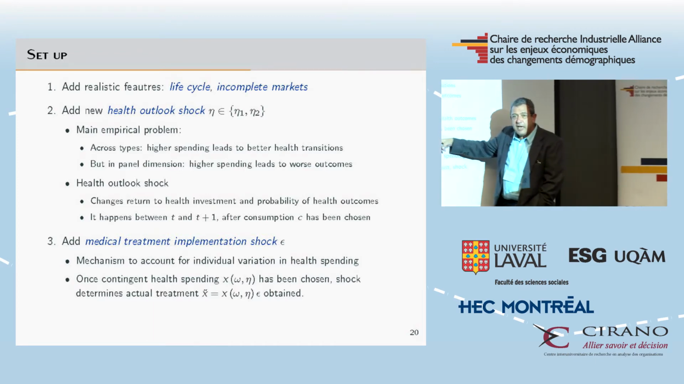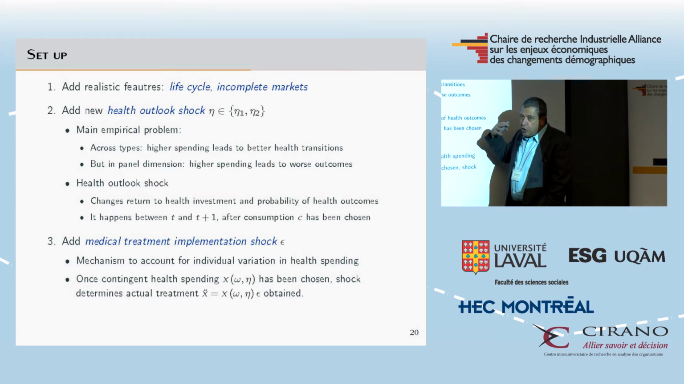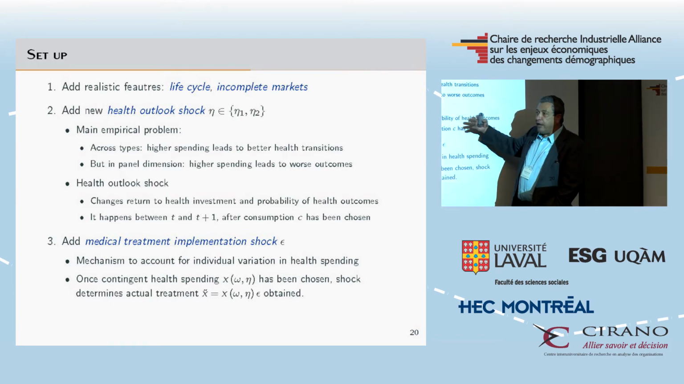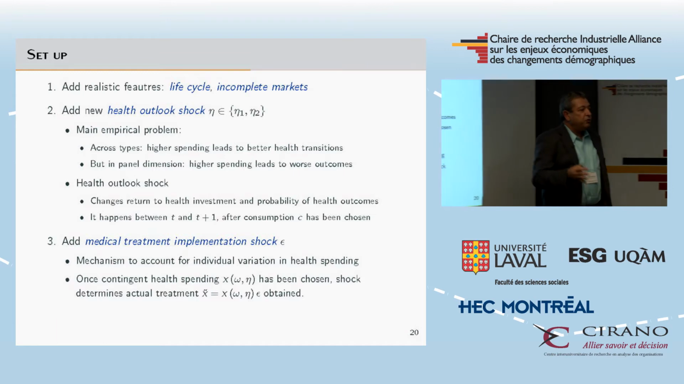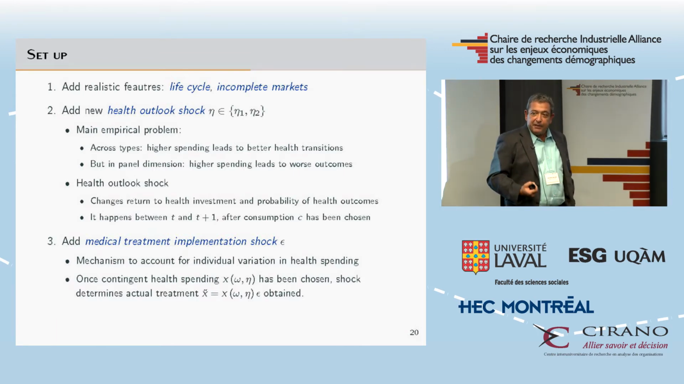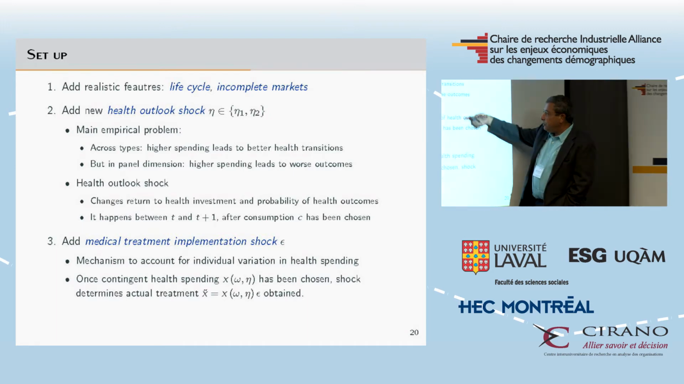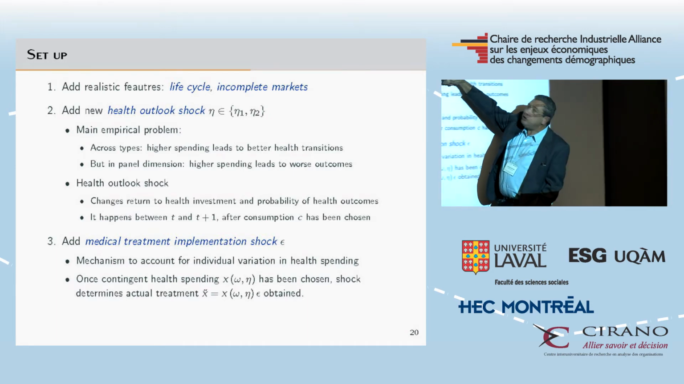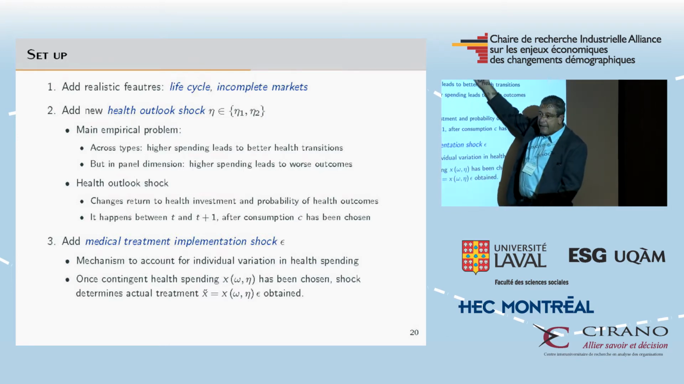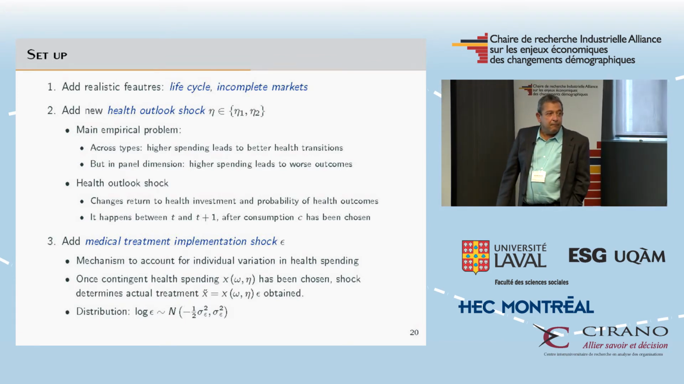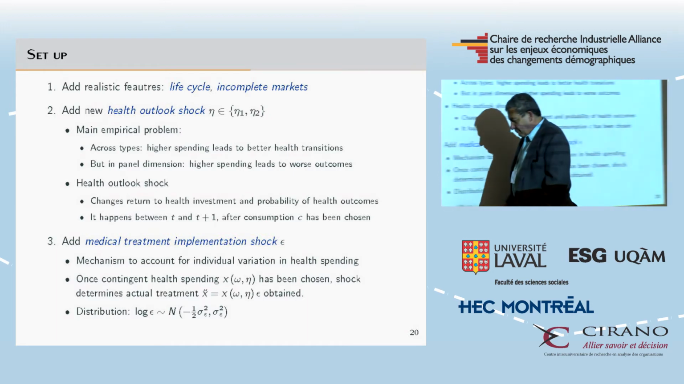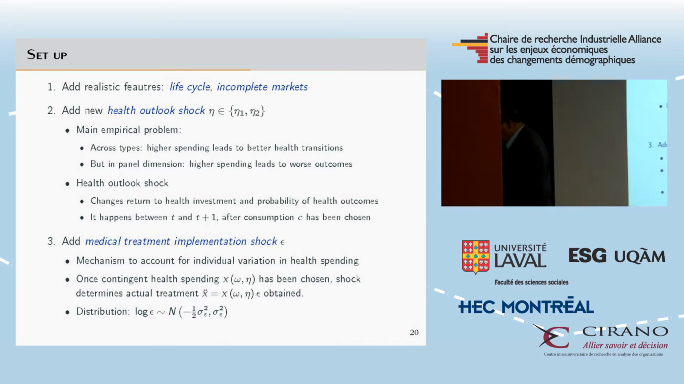But what I'm trying to say is that you have to make sense of the data in a particular way. And we know that college guys spend more and they do better, but individual people spend more and do worse. How can that be? It's because something happens that triggers that. And that's what we are doing in here. We have this health outlook shock that is unobserved to the econometrician that comes and induces you to spend. Or is it just because the uneducated, the high school dropout, didn't know where to spend that health money, whereas the college educated person knows where to put that extra money to improve outcomes?